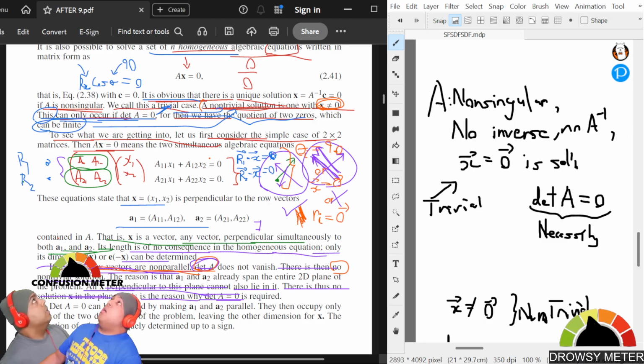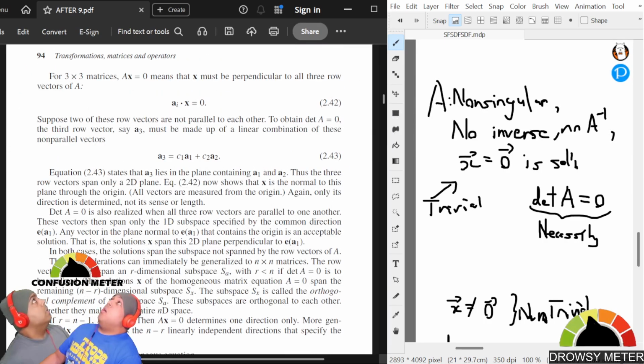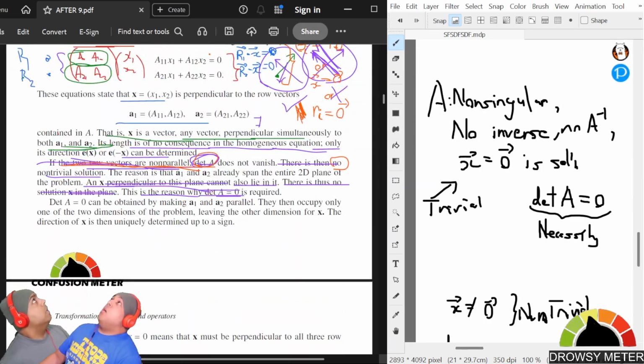Okay, I'll just read. If the two vectors are non-parallel, determinant A does not vanish. There is no non-trivial solution, so x has nothing in it. The rows of A1 and A2 already span the entire 2D plane of the problem. An x perpendicular to that plane cannot also lie in it. There is thus no solution x in the plane.